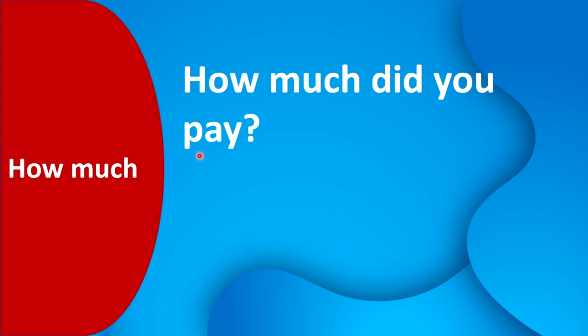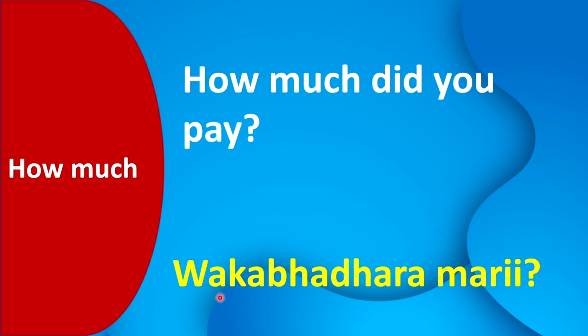Okay. Another example. How much did you pay? When we translate it, wakabadara Marie. So to pay in Shona, it's kubadara. But when it's did you pay, it becomes waka badara. So how much did you pay? Wakabadara Marie. In this case, you see as well, we're not pointing to something specifically. So that's why in this case we did not put that prefix E in front of Marie, because we're not pointing to something specifically. Wakabadara Marie.